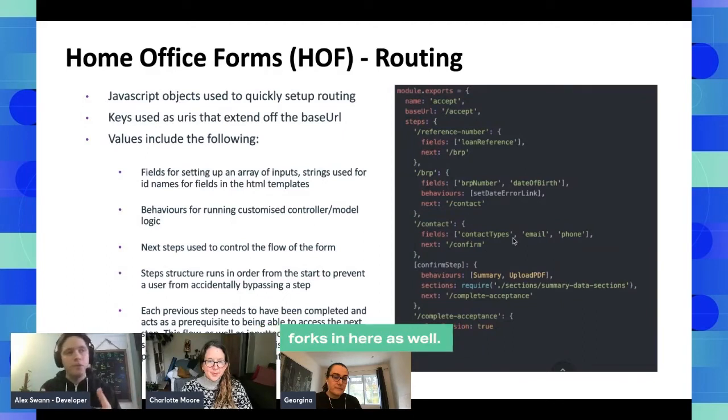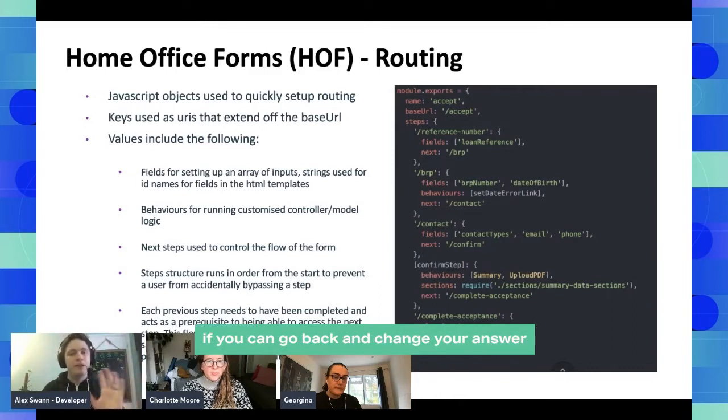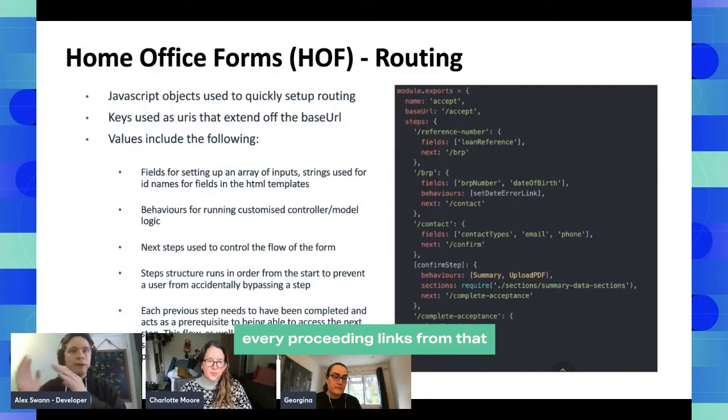And we can also have forks in here as well. So if you've got two selections you can make on a radio button and it moves to either one step or another step that has a totally different path. If you think of it as a tree with roots that spread out, you can go back and change your answer, and then the state changes every proceeding link from that, and they can continue down a different path without confusing the session or the framework, which is great.